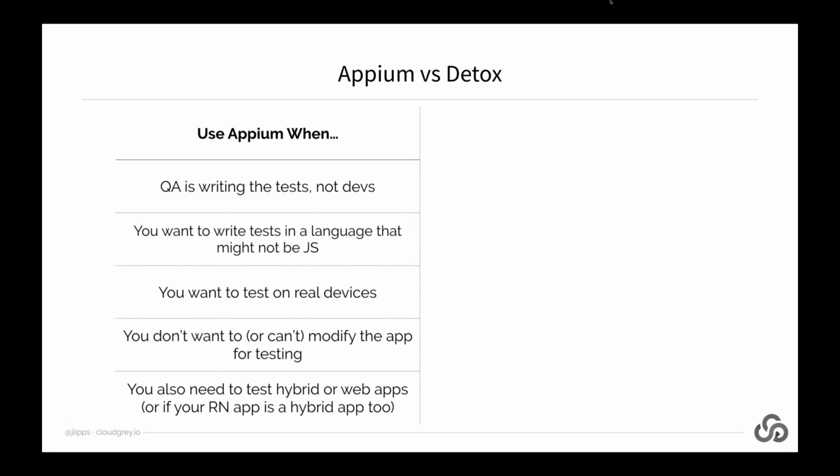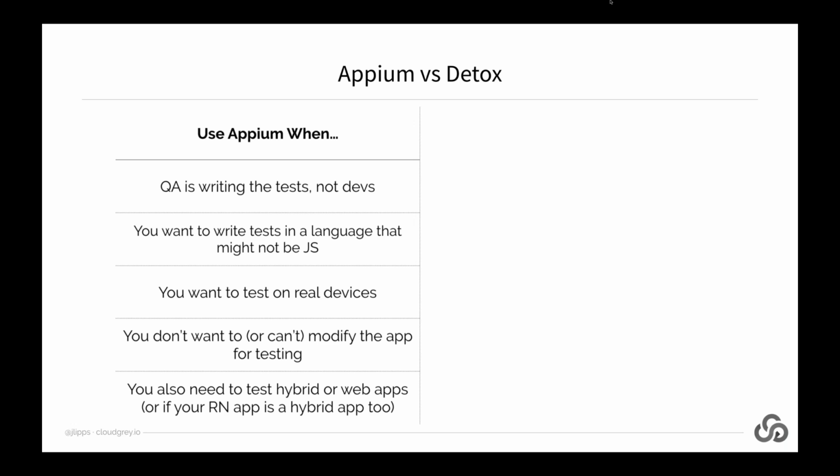If you want to test on real devices, Appium has a much stronger story there. Detox, I believe, works on real Android devices, but does not yet have real iOS device support. If you don't want to, or for some reason aren't able to modify the app and build in the libraries that Detox relies on, then you can use Appium because Appium is black box. It automates from the outside of your application. It doesn't need to modify it.